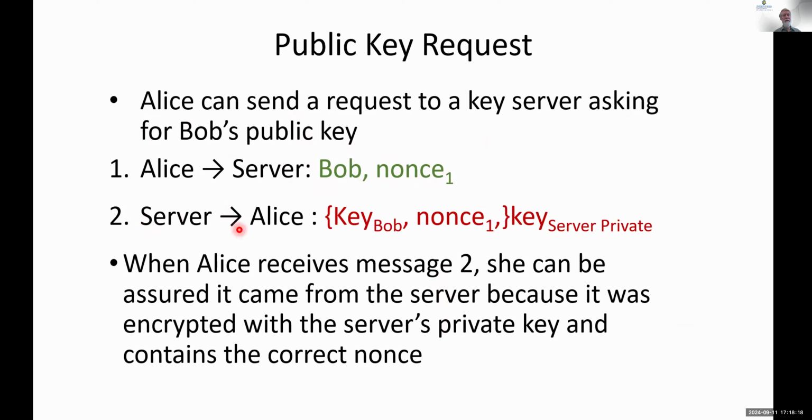So the server then sends Alice a message. Since the server has a private key and everybody knows the server's public key, the server will send Bob's key and the nonce. All of this will be encrypted with the private key of the server, assuming Alice has the public key of the server. We're going to make the assumption that the public key of the server is known to everyone. It's public, available everywhere in files.